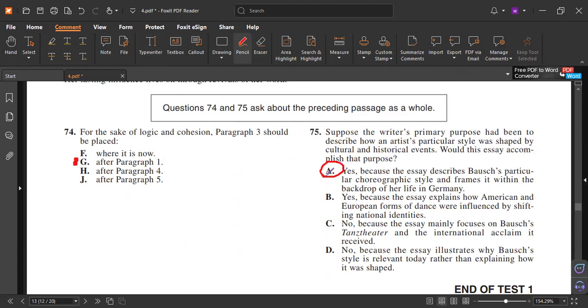75 wrong. It's A. I give this already to describe how the artist's particular style was shaped. Yes, we'll describe how, by cultural and historical events. I give you evidence that describes the particular choreographer's style, and defines it within the backdrop. Yes, this is right.